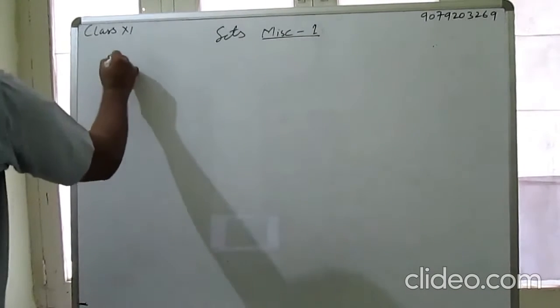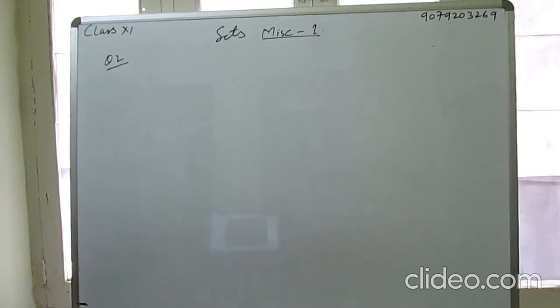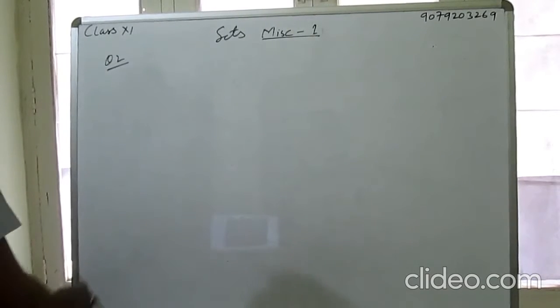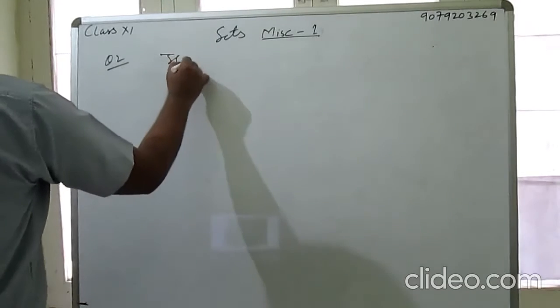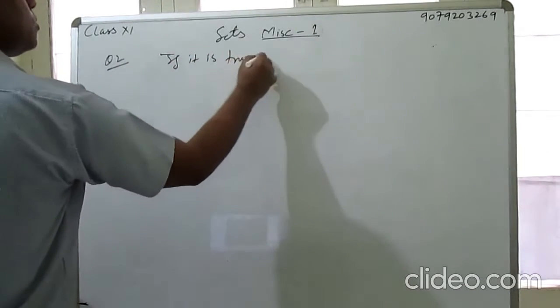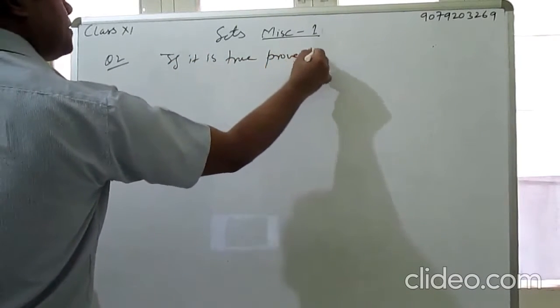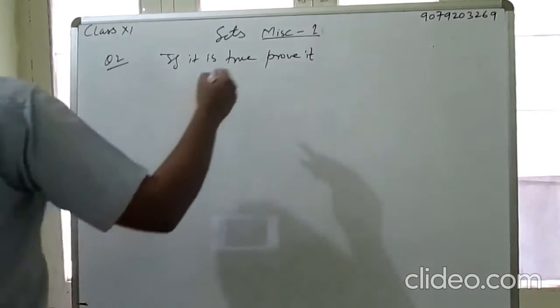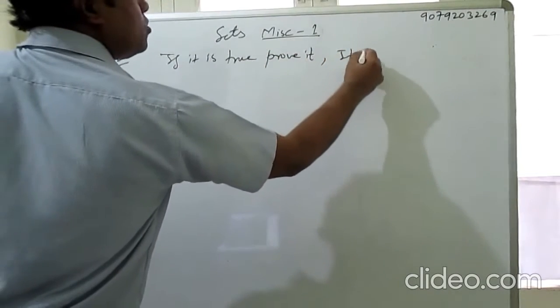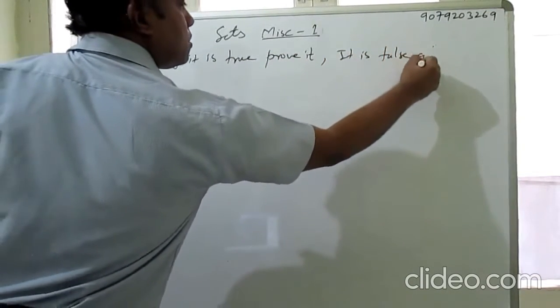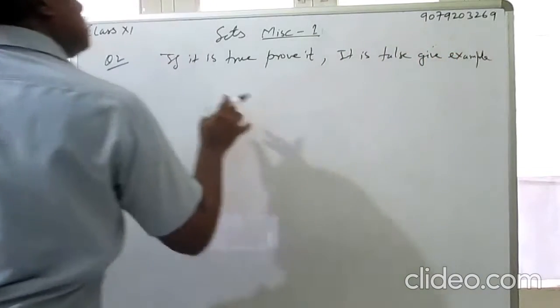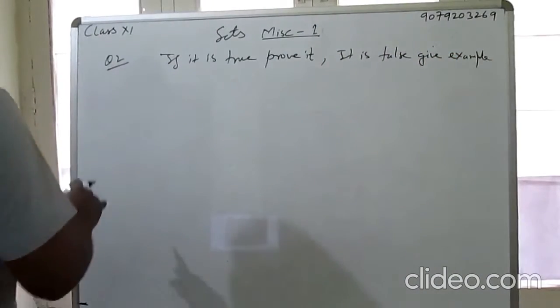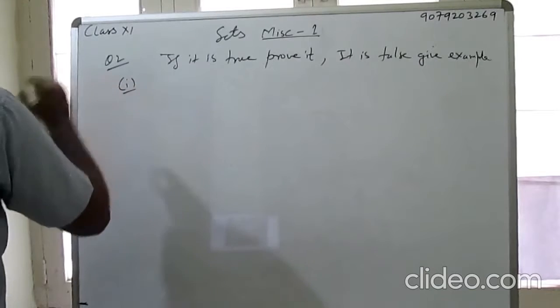Question 2. In each of the following determine whether the statement is true or false. If it is true, prove it. And if it is false, give an example. सही है तो प्रूव करें, गलत है तो एग्जांपल दें. पहला लेते हैं, फर्स्ट पार्ट.